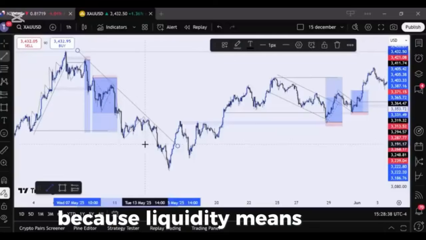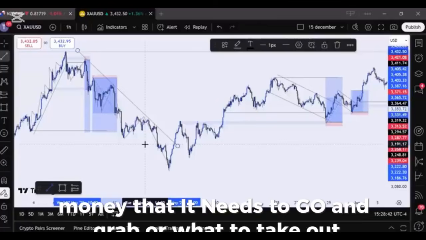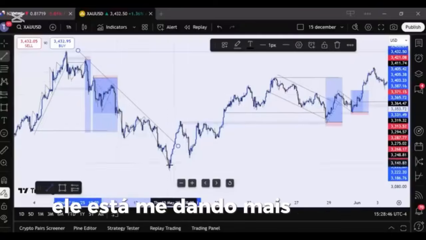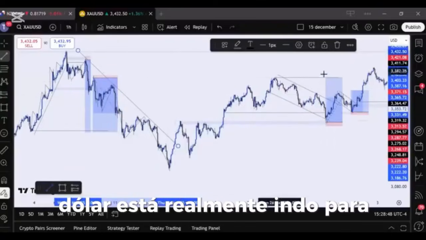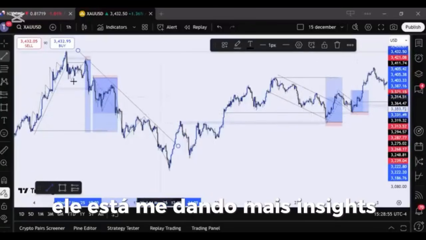Why? Because liquidity means money. It means where market left money that it needs to go and grab or take out. So since market is approaching any zone with trend line liquidity, it's giving me more insight that that zone is actually going to hold more. If market approaches my breaker with a trend line liquidity, I'm more convinced to hold that trade. While it approaches this zone with trend line liquidity, I'm also more convinced to hold this trade.